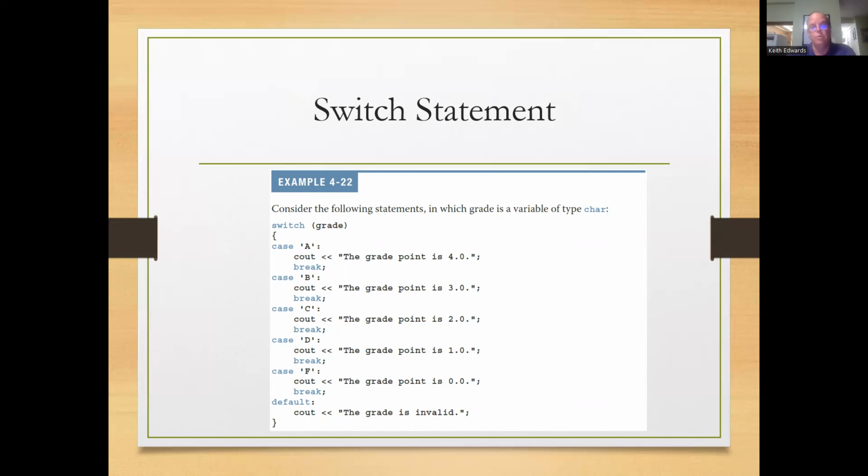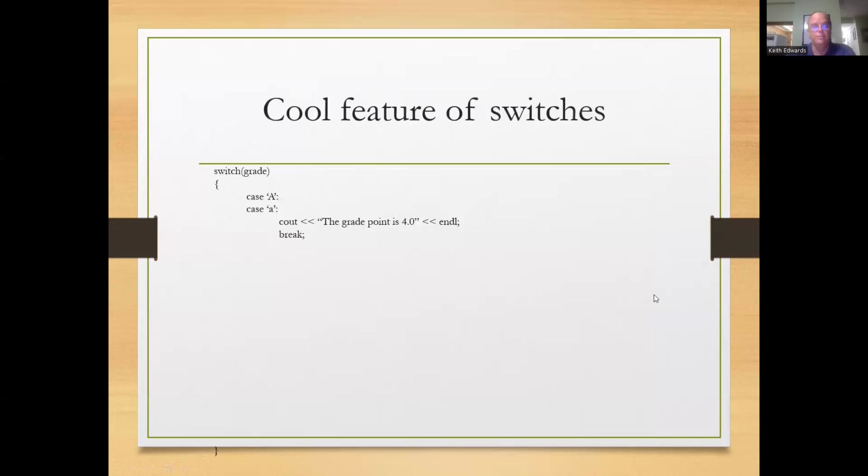Case of A, the grade point is 4.0, and then we have a break. So that gets us out of the switch statement. Case B, the grade is 3.0, C the grade is 2.0, D the grade is 1.0, and F the grade point is 0.0. And as a default, if they enter something else, then we can say the grade is invalid. And again, we need to have that break to stop us from going on to the next case.